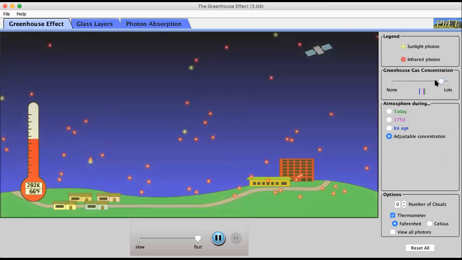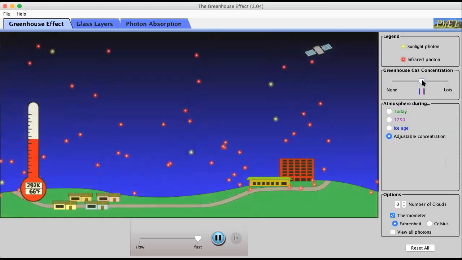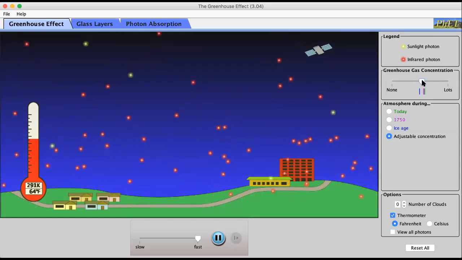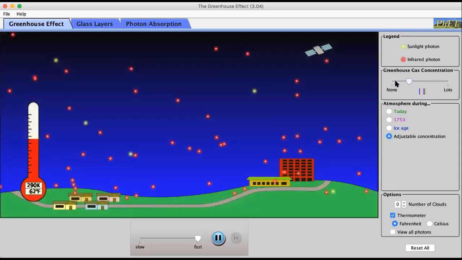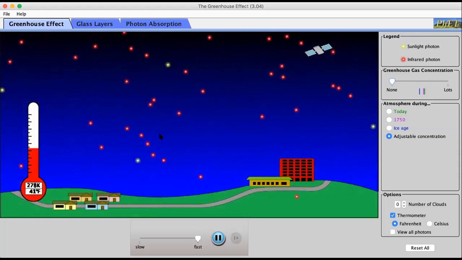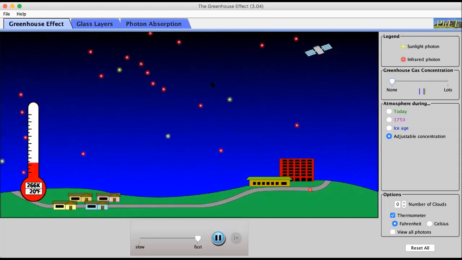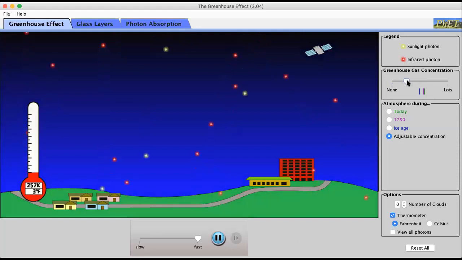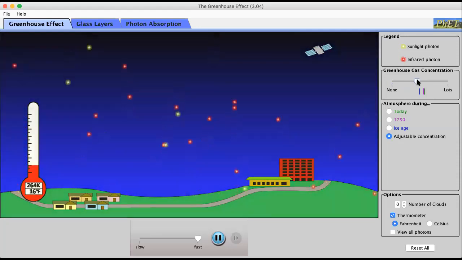But if we decrease the greenhouse gas concentration, the temperature starts coming back down. And if there's no greenhouse gas concentration at all, you see all of the infrared photons are just reflecting back, and it is getting very, very cold, very fast. So the greenhouse gases have a significant effect on the temperature of Earth and its atmosphere. And I'll just bring up the greenhouse gases again just so we can see it more clearly.